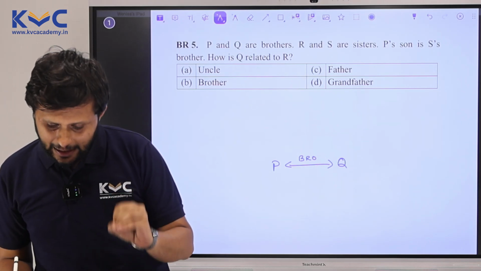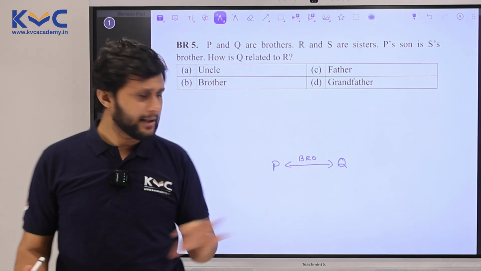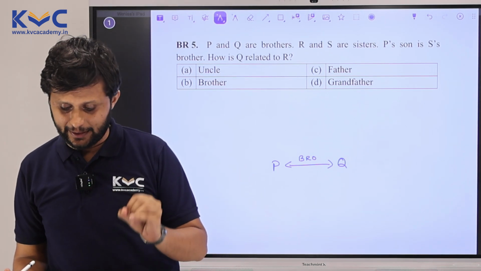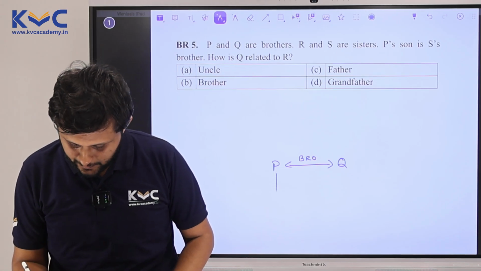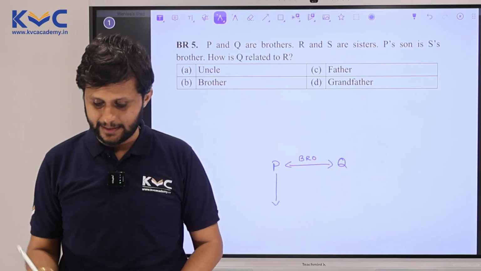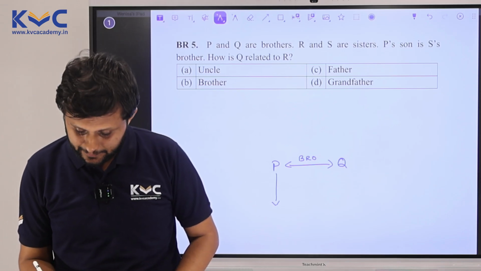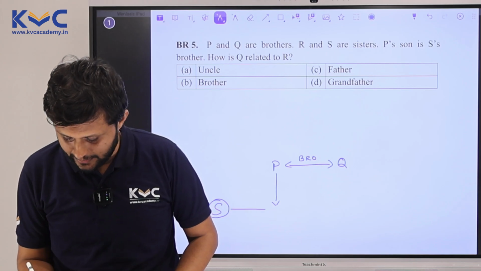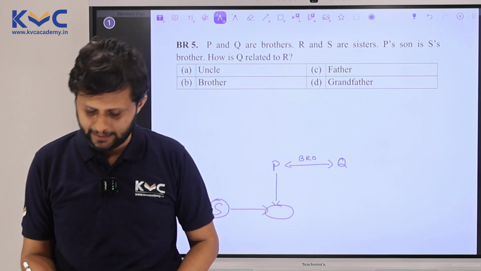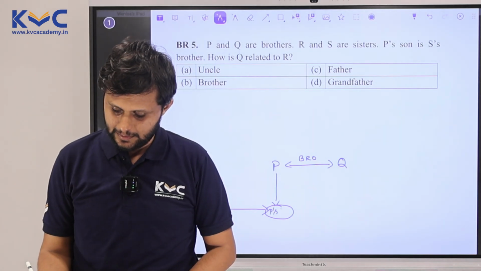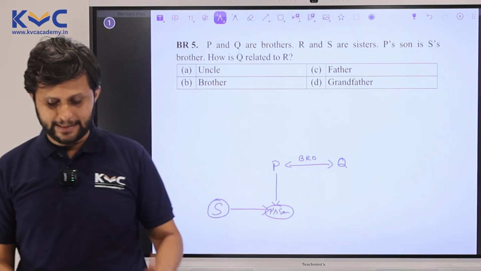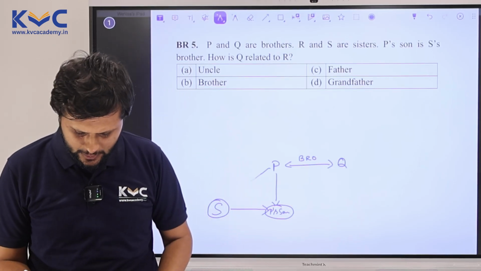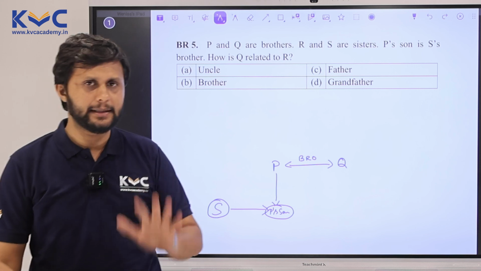What else they have said? R and S are sisters. We don't have R and S so far. I'm not writing that now. P's son is S's brother. P's son, there is a son over here. S's brother, there is S over here. And we have brother, this person. What is this? P's son. Okay. S's gender we do not know. But we also know that this is also related, but I'm not writing it for the time being.